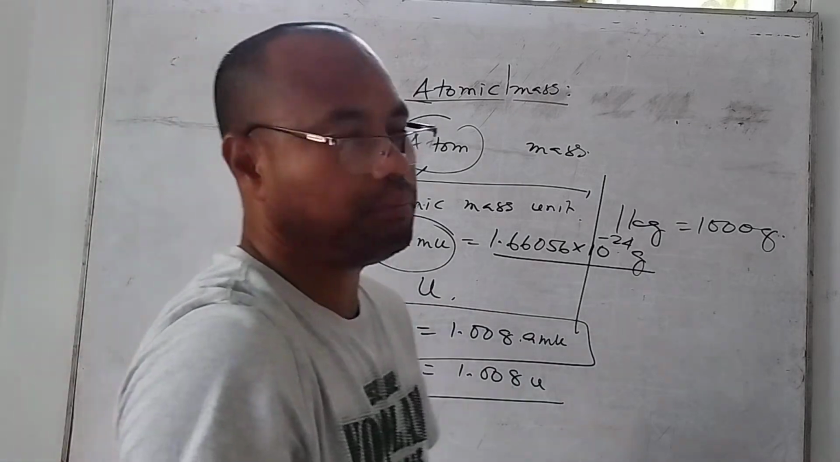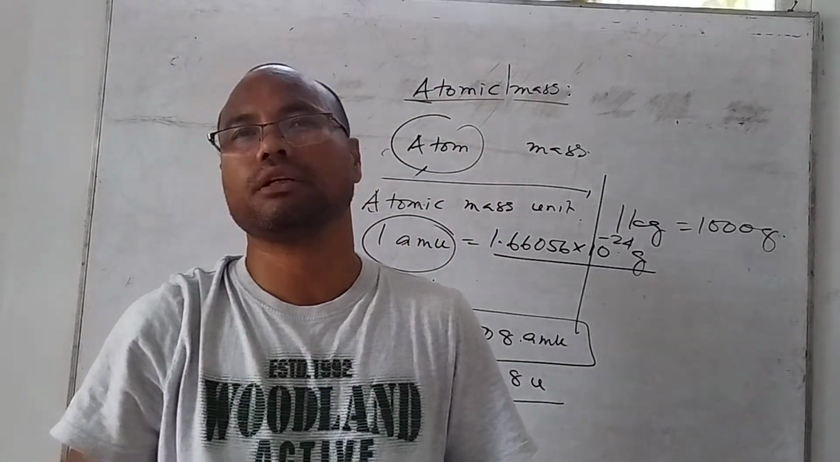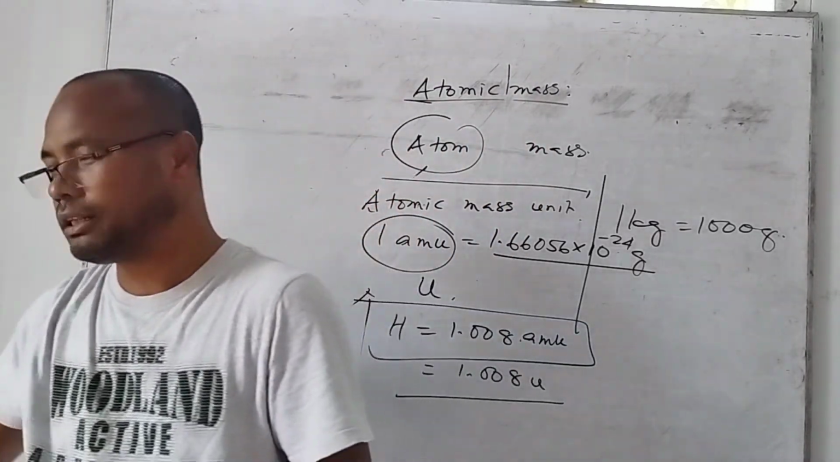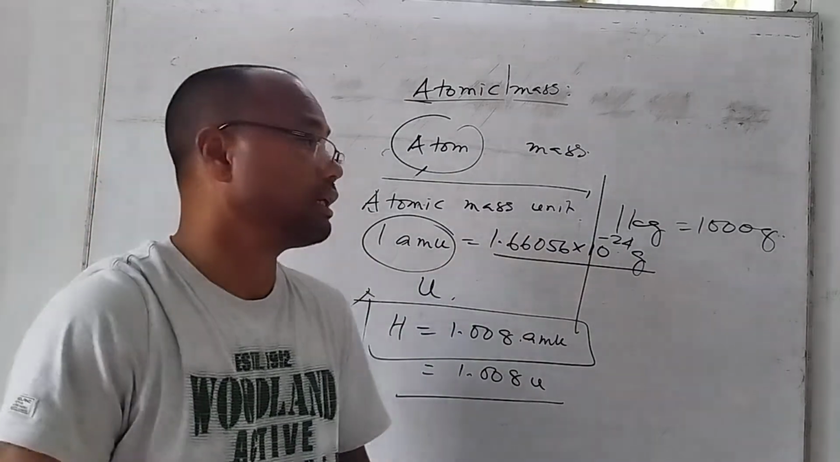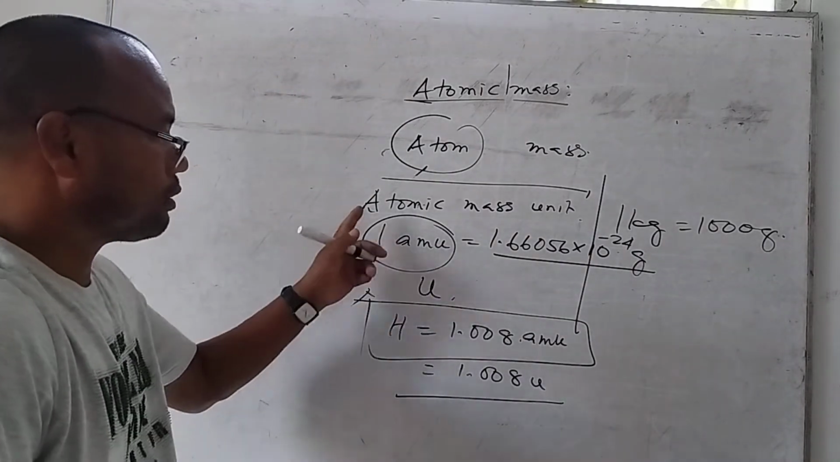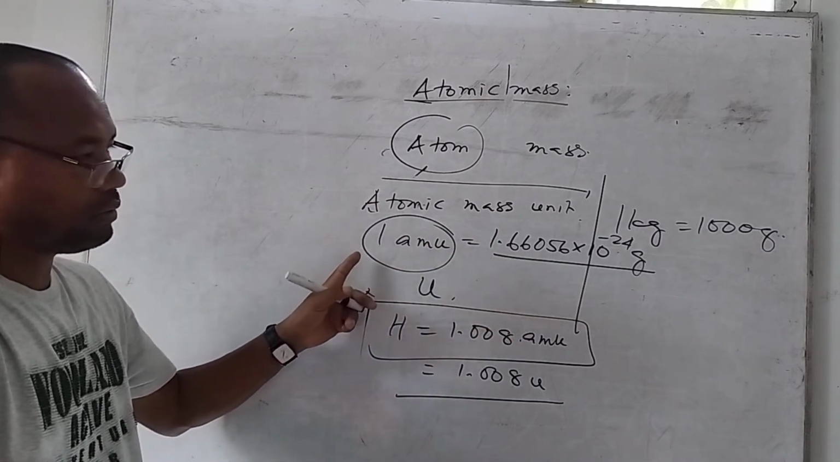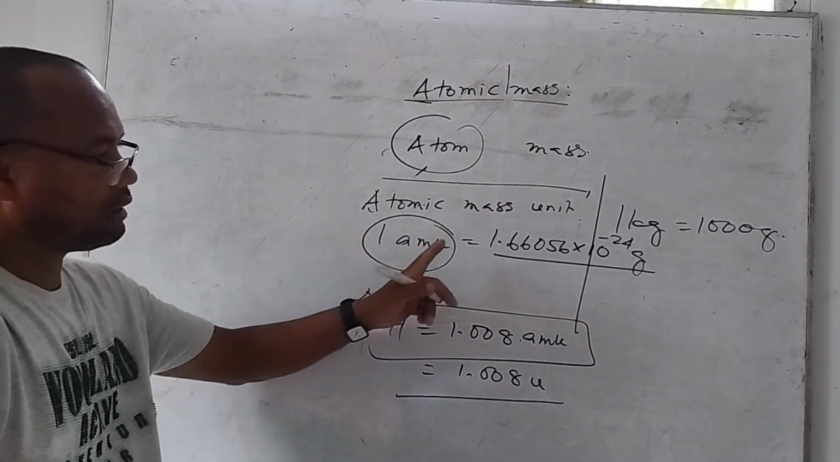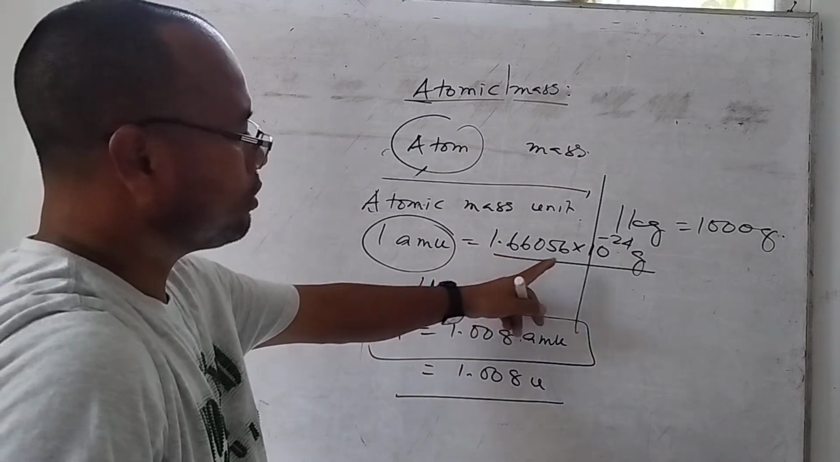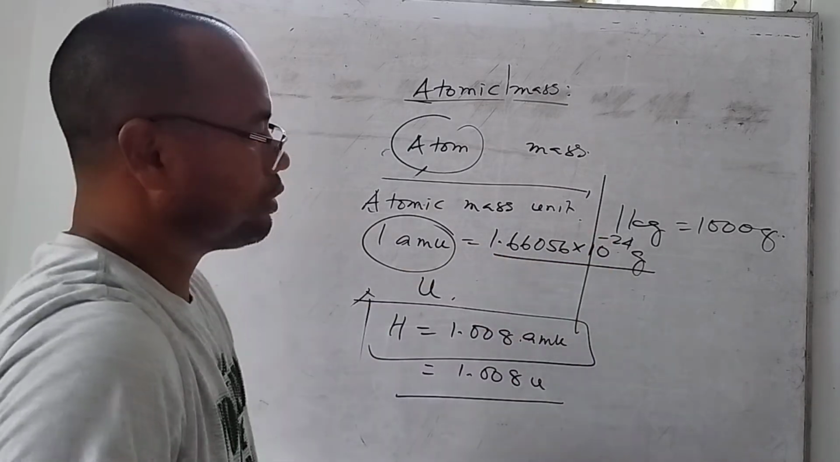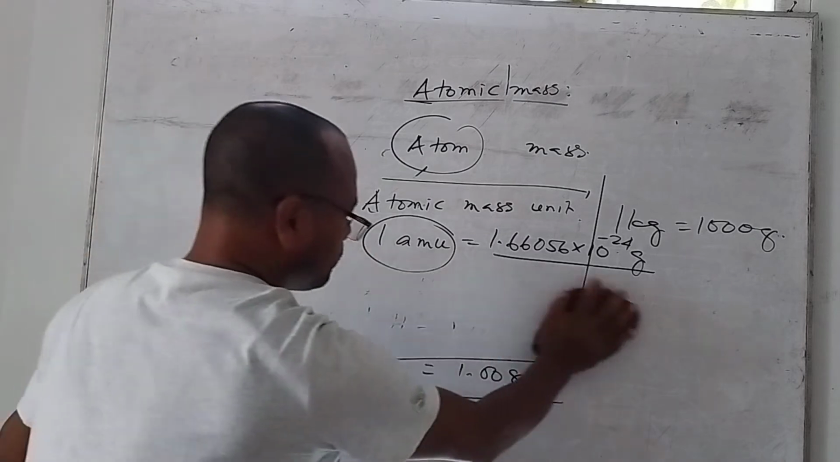Now I repeat: what is the reference mass used to find the atomic mass of an atom? That is the atomic mass unit. How many grams is it equivalent to? 1 atomic mass unit is 1.66 into 10 to the power minus 24 gram, right? So don't forget.